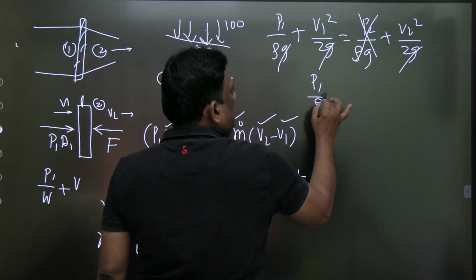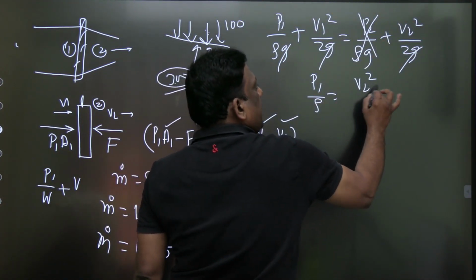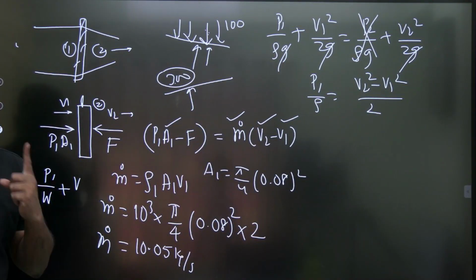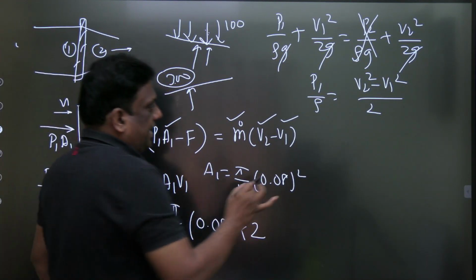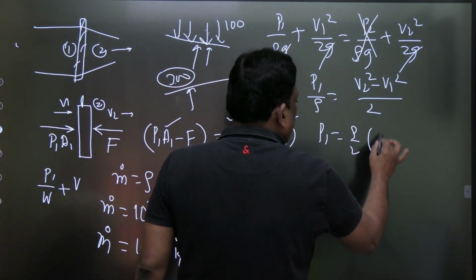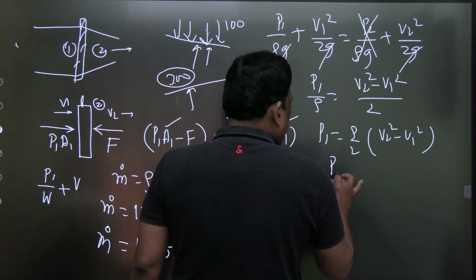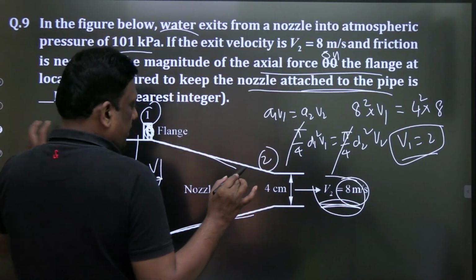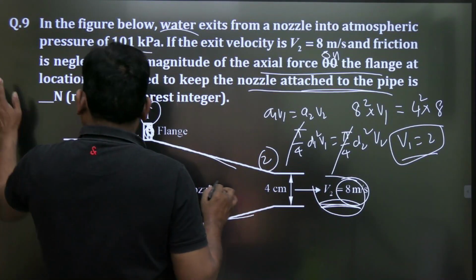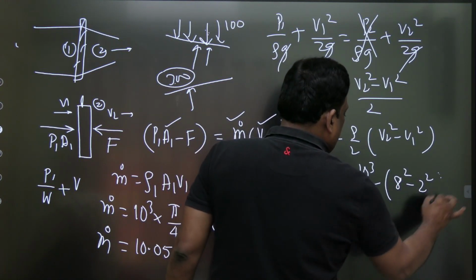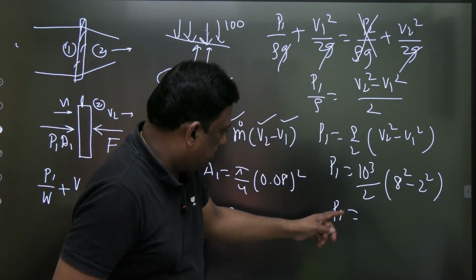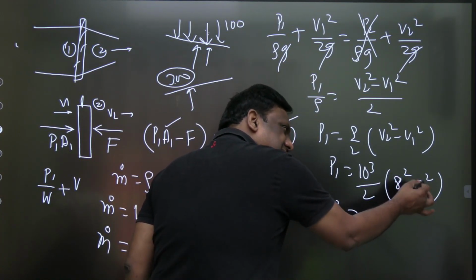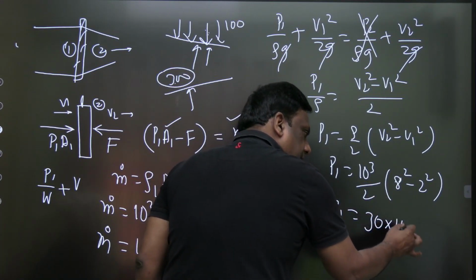P1 by rho is equal to, you take V1 to that side, V2 square minus V1 square. See, my dear students, how to take element and how to take force balance, all these I had explained very clearly in my regular fluid mechanics classes. So P1 is equal to rho by 2 into V2 square minus V1 square. So P1 is equal to rho is 1000 by 2. What is V2? V2 is 8. So 8 square, V1 is 2 square. You will get P1. कितना आ रहा है sir? 64 minus 4 is 60. 60 by 2 is 30. 30 into 10 power 3 Pascal.